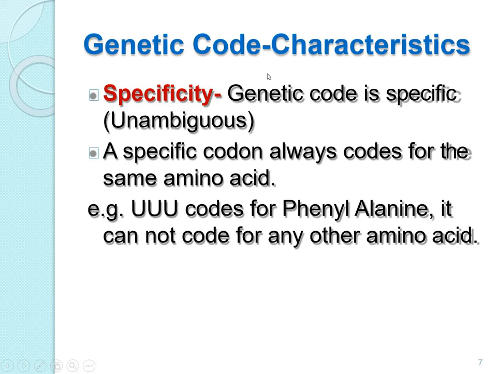Characteristics of the genetic code. Specificity: the genetic code is specific, unambiguous, not ambiguous. So the genetic code is specific, a specific codon for a specific amino acid. A specific codon always codes for the same amino acid. For example, UUU codes for phenylalanine. It cannot code for any other amino acid. This is the specificity.